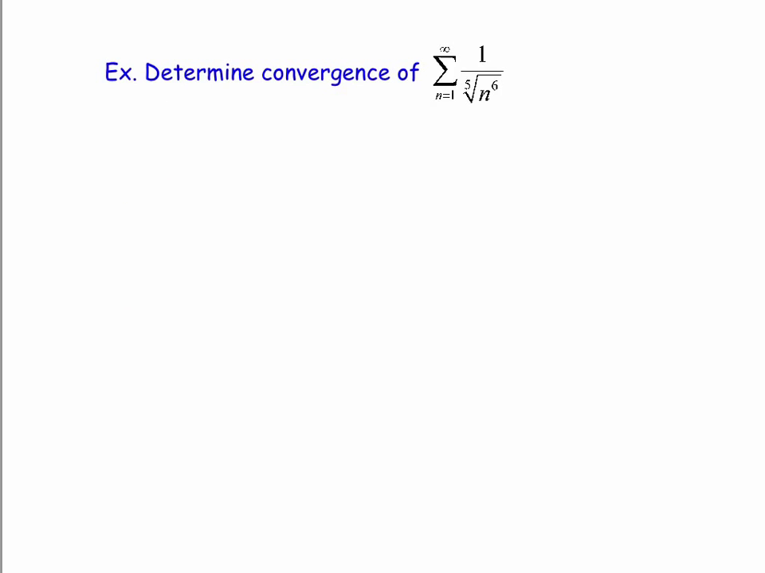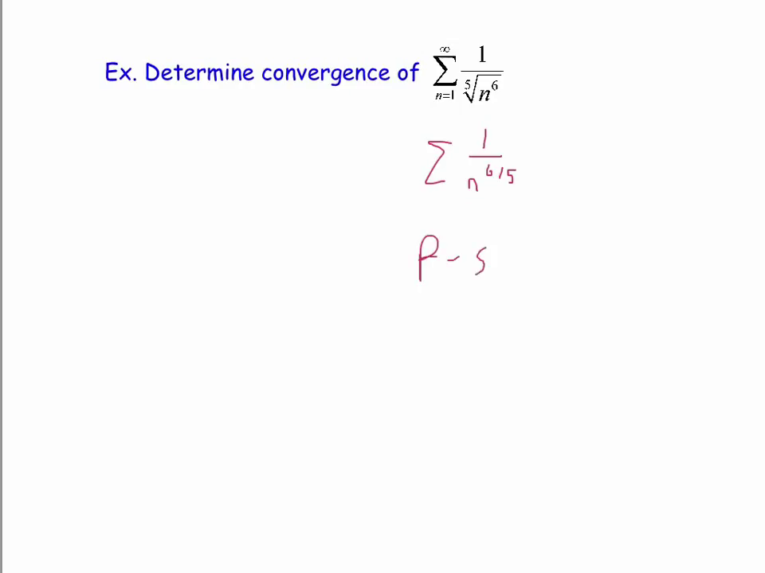So here we have an example to determine the convergence of the series with general term of 1 over the 5th root of n to the 6th power. Upon initial inspection, this particular series may not look like a P-series. However, if we rewrite the denominator as n to the 6/5 power, we see that this is indeed in the form of our P-series.